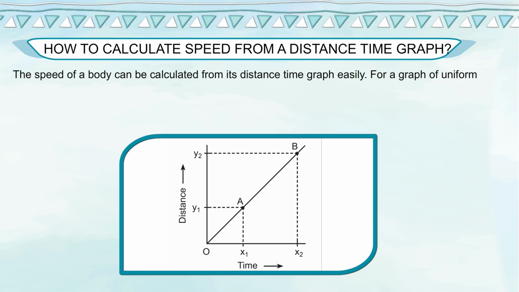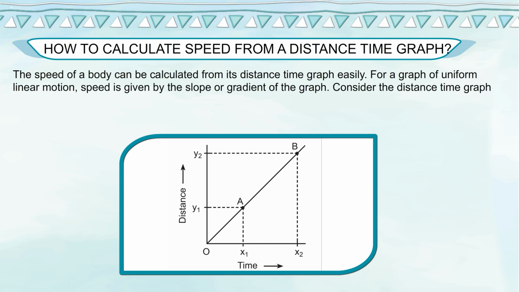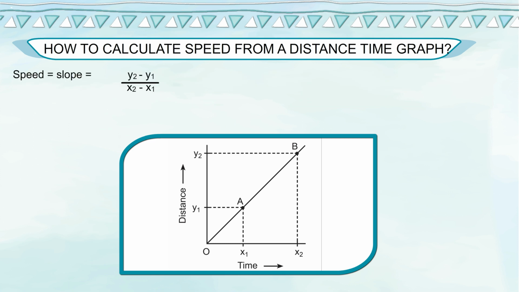The speed of a body can be calculated from its distance-time graph easily. For a graph of uniform linear motion, speed is given by the slope or gradient of the graph. Consider the distance-time graph given in the figure. Speed is equal to slope is equal to (y2 minus y1) upon (x2 minus x1).